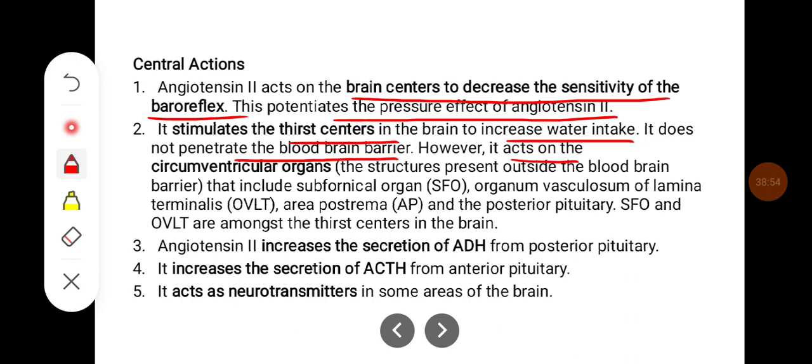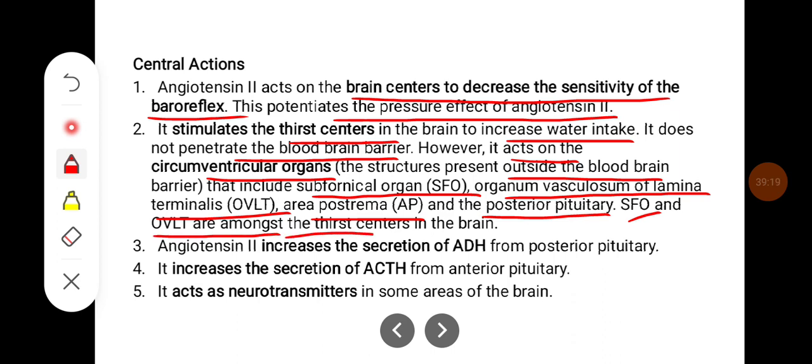However, it acts on the circumventricular organs. These are structures present outside the blood-brain barrier that include the subfornical organ, organum vasculosum of lamina terminalis, that is OVLT, area postrema, and the posterior pituitary. The subfornical organ and the OVLT are almost the third center of the brain.